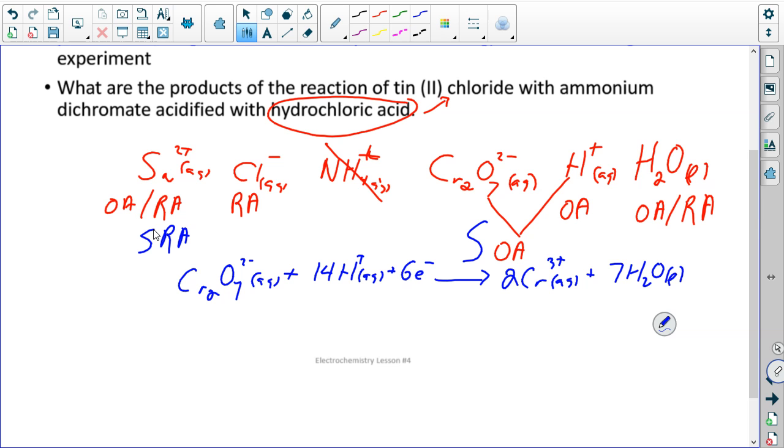Please check if I've got the charge right on the chromium, if it's a 2+ or a 3+. So you could open your book and look that up for me. Do I have that reaction written down correctly? And I guess I do. And then our tin 2, again, writing it from right to left. As I start with tin 2, I end up with tin 4 and 2 electrons.